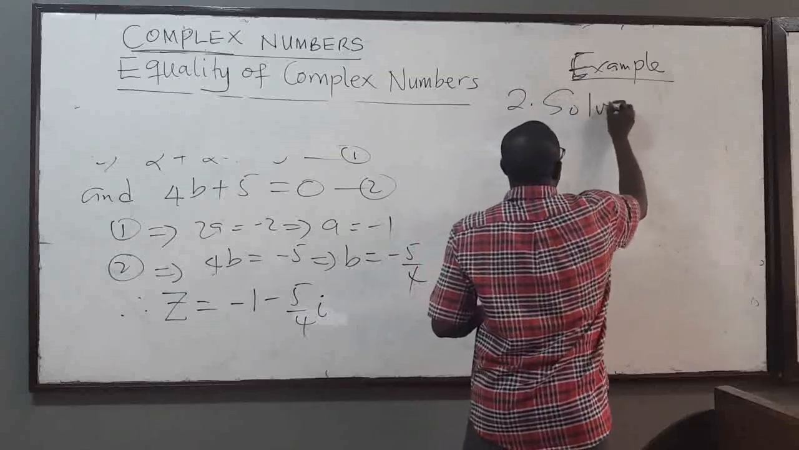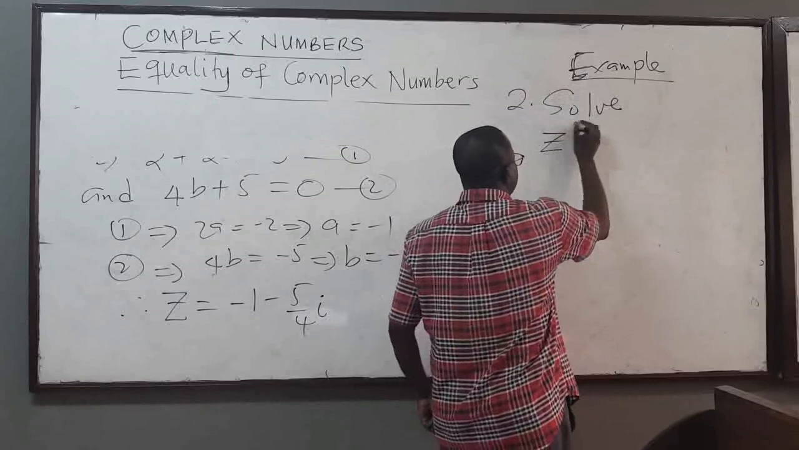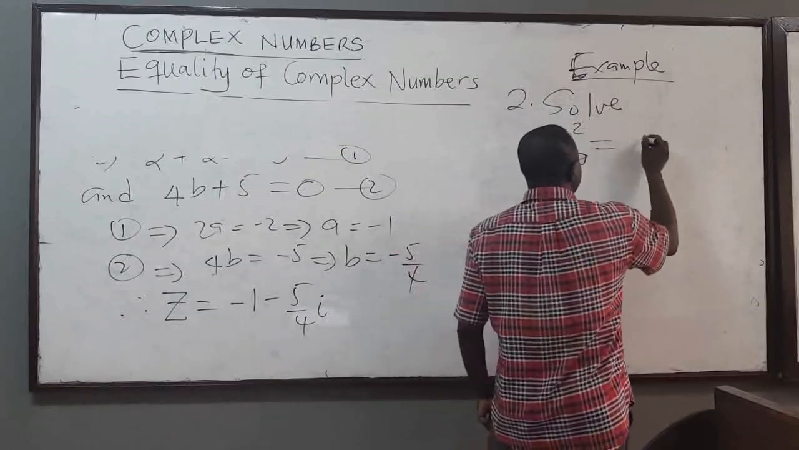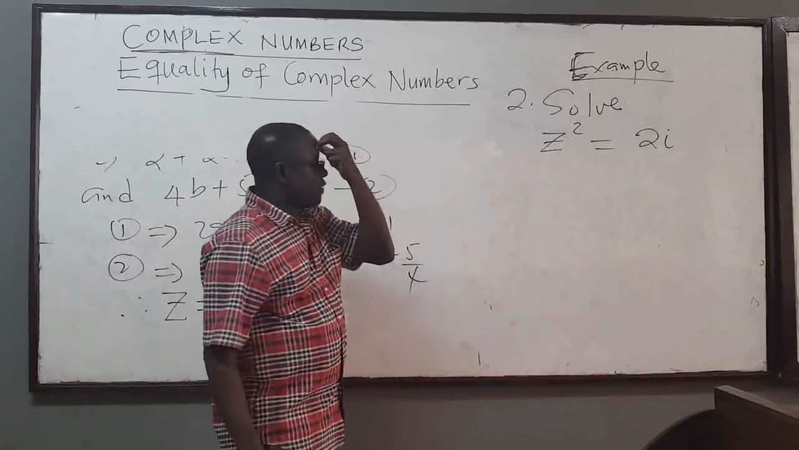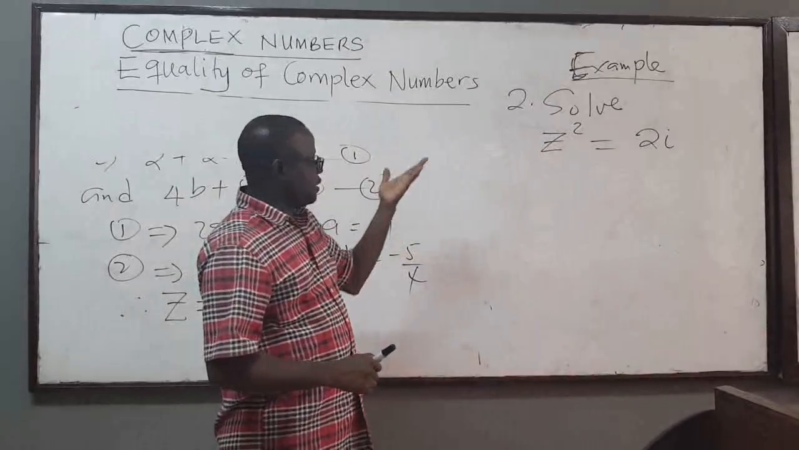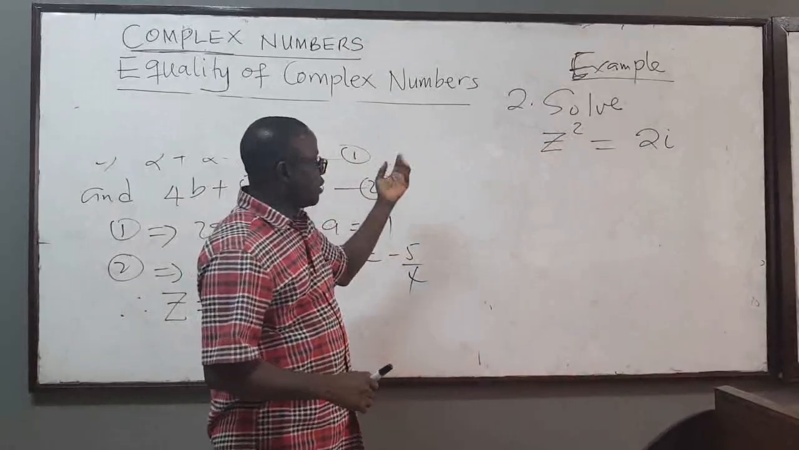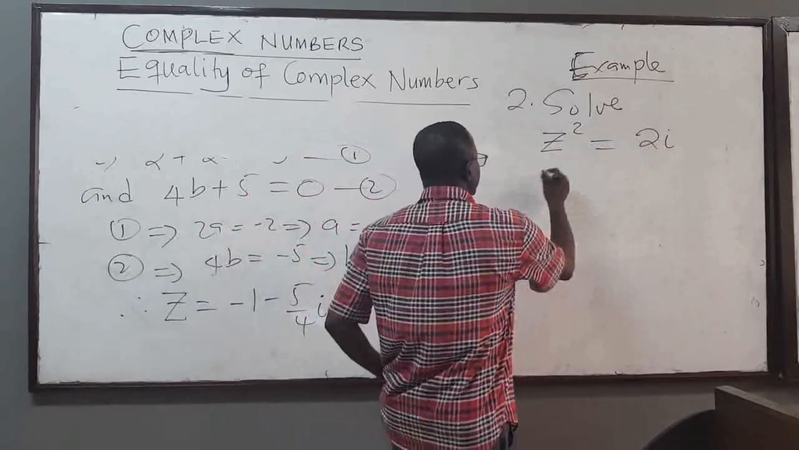We want to solve, let's say, z squared, right? More interesting probably, is equal to 2i. We want to solve this. So again, z is complex. You have a complex number on the left, complex on the right hand side. So how do you solve that?